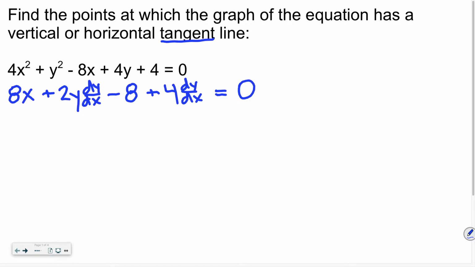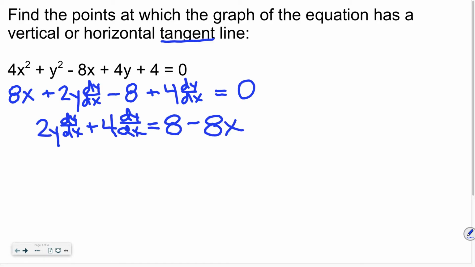So are you okay if we leave dy dx on the left side, move things over to the right side that don't have it? So 2y dy dx plus 4 dy dx. I'm going to write 8 minus 8x. Is that okay? Does it matter the order in which you write those? Nope, it sure doesn't.